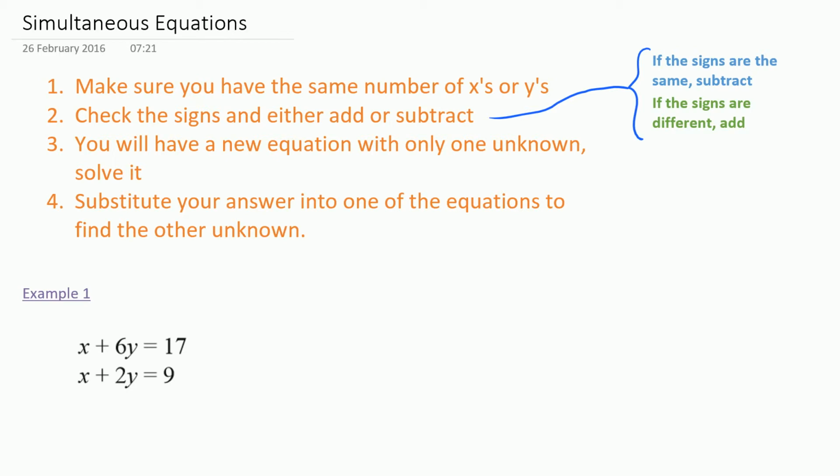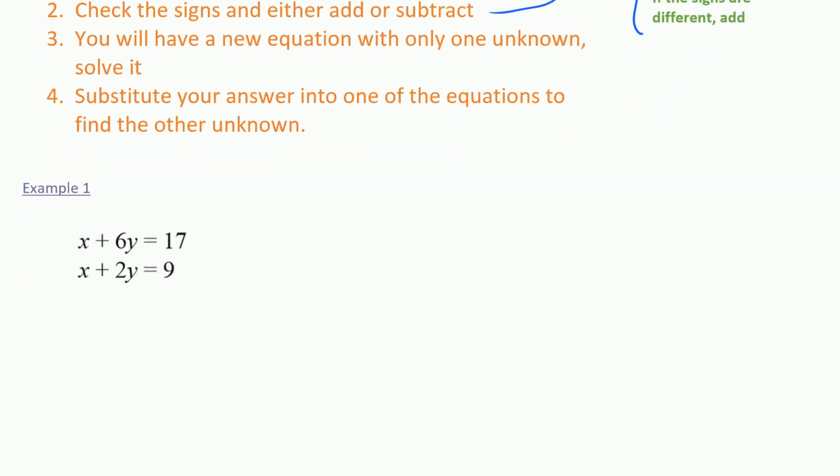Step 2, we check the signs and either add or subtract, remembering that if the signs are the same we subtract, and if the signs are different that we add. Once we've created a new equation, we'll have one unknown, so we solve it, and then we substitute that answer into any of the equations to find the other unknown. Okay, let's just have a quick reminder of how this works in practice.